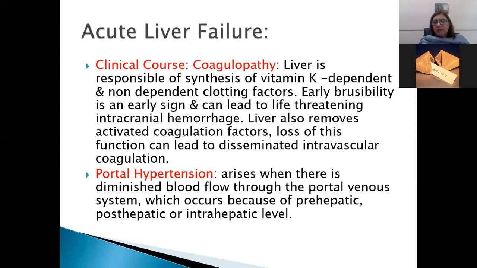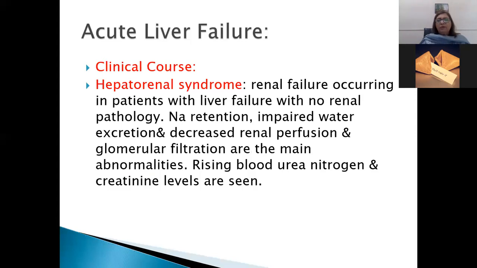Portal hypertension I'm going to discuss in detail at the end of this lecture. Portal hypertension can occur because of prehepatic, intrahepatic, or posthepatic causes. Hepatorenal syndrome is a syndrome which occurs in patients with liver failure and with no renal pathology.